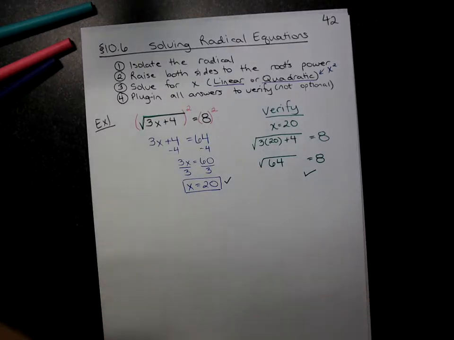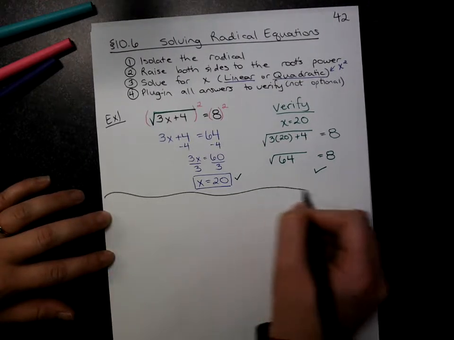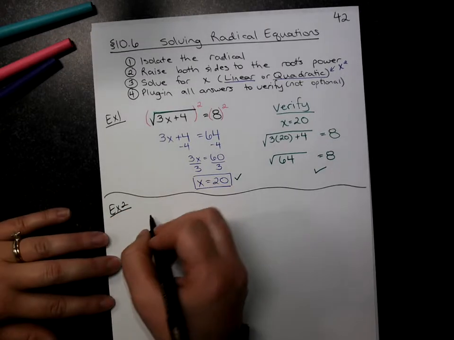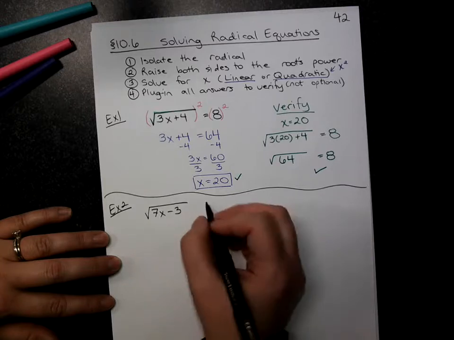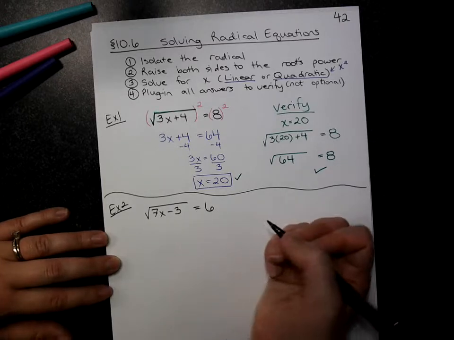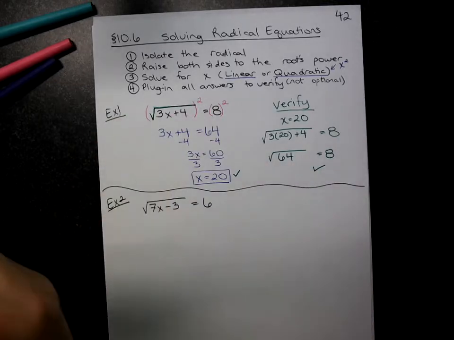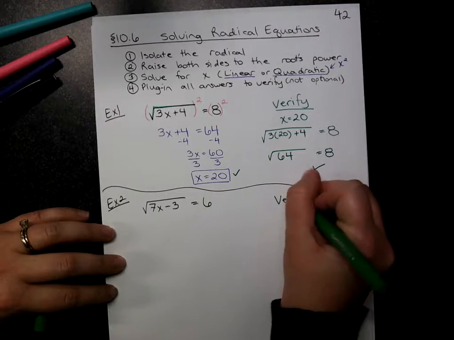Alright, let's move on to example 2. If you'd like to pause the video and try this one yourself, I do encourage you to do that. Example 2, we have the square root of 7x minus 3 equals 6. So if you'd like to pause the video, solve for x, and then don't forget to verify once you're done.